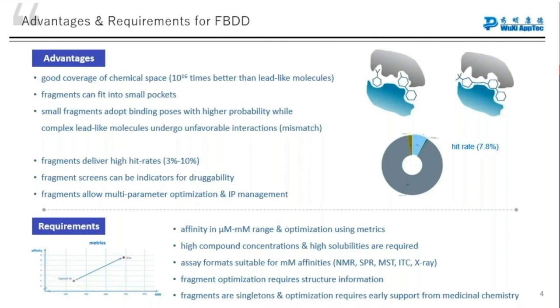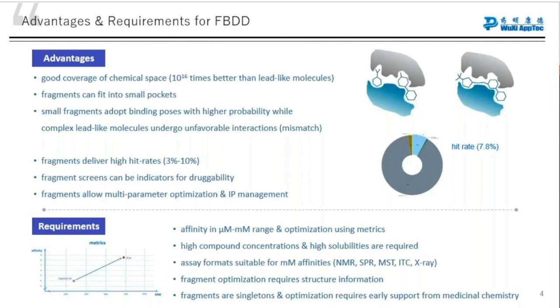On the other hand, of course, there are some requirements that need to be considered to make fragment-based screening and fragment-based drug discovery work. First of all, it needs to be clear that the affinity that we will find with fragments is more in the micromolar to millimolar range. And because we have to do more optimization, we are dependent on optimization techniques and what we usually call optimization metrics. It's also understood that we are working at high concentrations of the compound, and therefore we need high solubilities for these compounds. Also, at these high concentrations, the screening needs to be suitable for them. That's why we usually use either NMR, SPR, MST, ITC, or X-ray for these kinds of screenings.